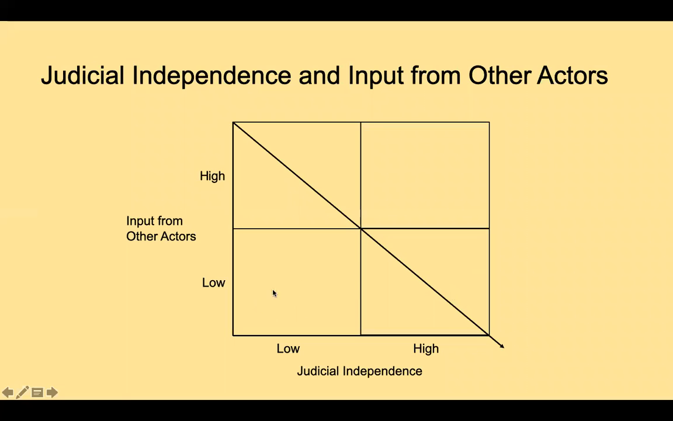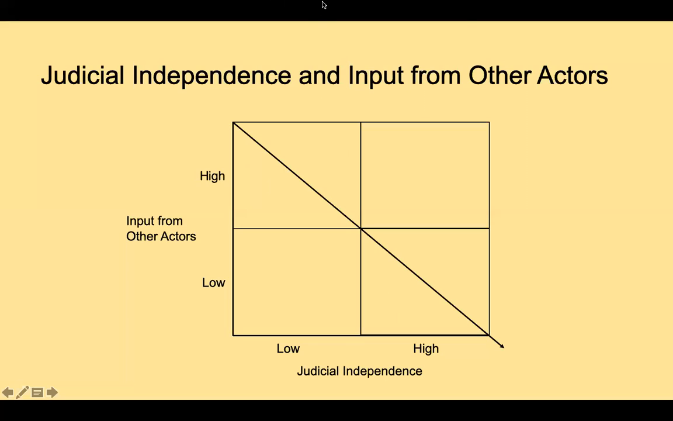On the other hand, there might be low input and low independence, or high input and high independence. Those would be very unlikely or less likely based on our understanding of the relationship between input and independence that we've discussed so far. But you could imagine that those different judiciaries could be placeable in these two different quadrants. Those less independent judiciaries would be here, and those more independent judiciaries would be right here.